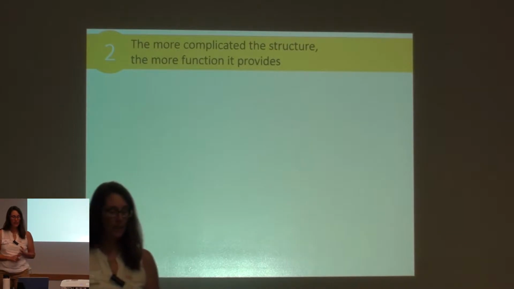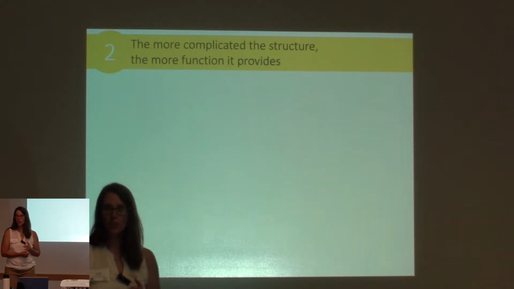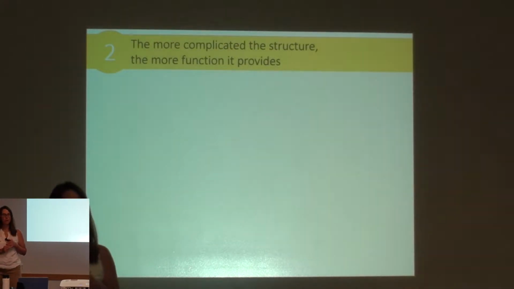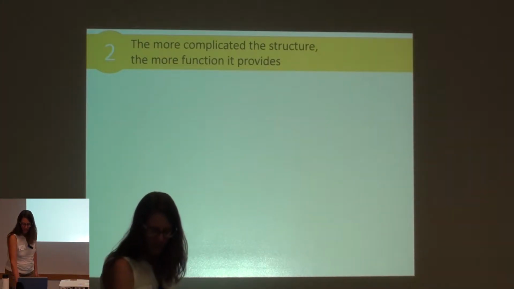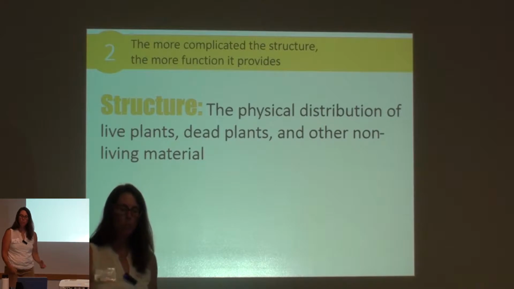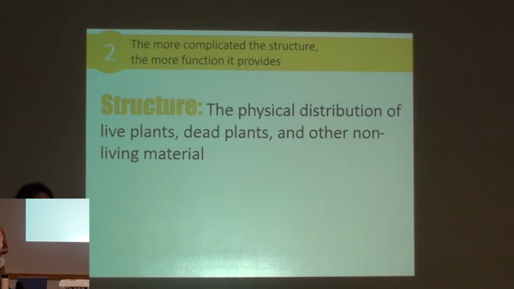The second point is the more complicated the structure of an ecosystem, the more function it provides. And so let's dig into those definitions just a little bit more. One, the structure is just that physical distribution of the live plants, the dead plants, and other non-living material.